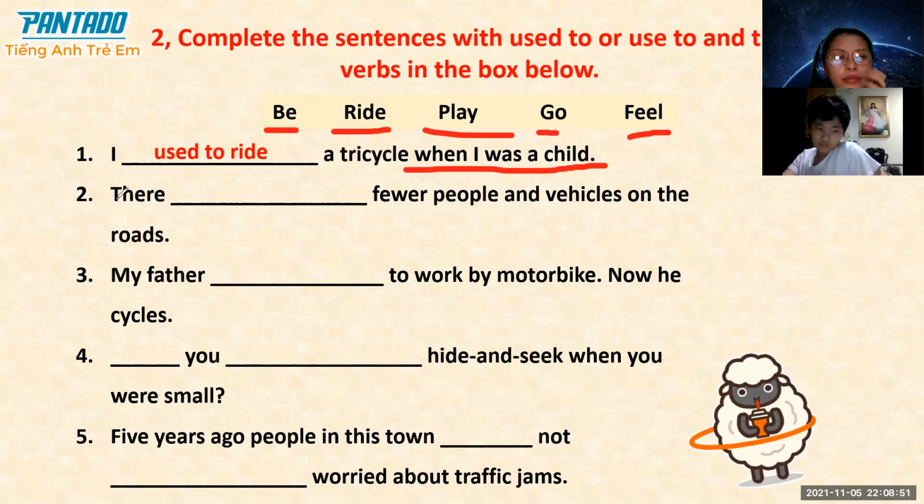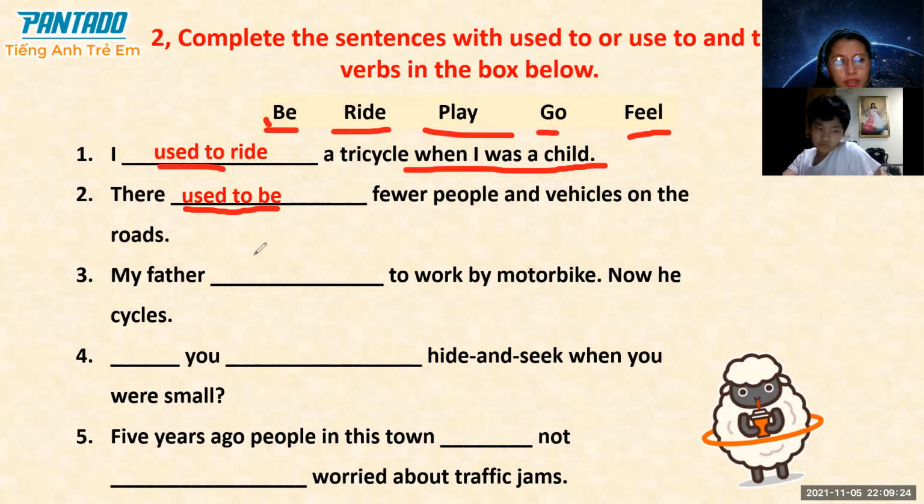Number two, there blank fewer people and vehicles on the roads. So there used to be fewer people and vehicles on the road. That is used to be. You will just use used to plus the verb above.